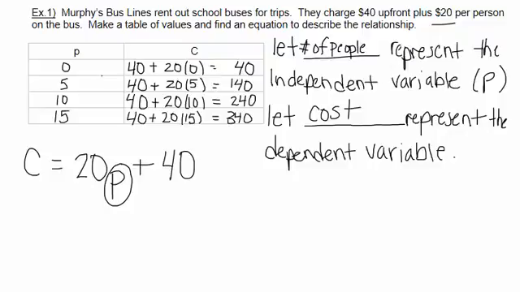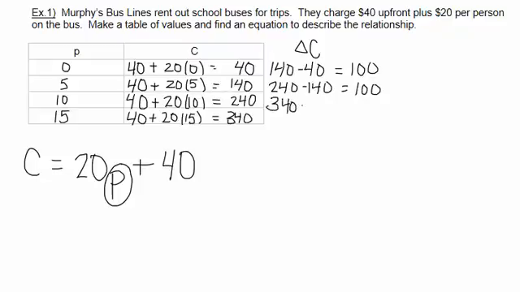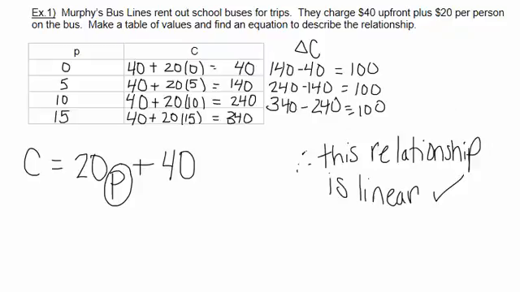Finally, we need to figure out if this relationship is linear or not. So let's use a table of values. So to describe the relationship, let's look at the first differences, because we know from before, if the first differences are constant, we know that it's linear. 140 minus 40 is equal to 100. And let's calculate this first difference. So 240 minus 140 is also equal to 100. And finally, 340 minus 240 is equal to 100. Therefore, this relationship is linear.